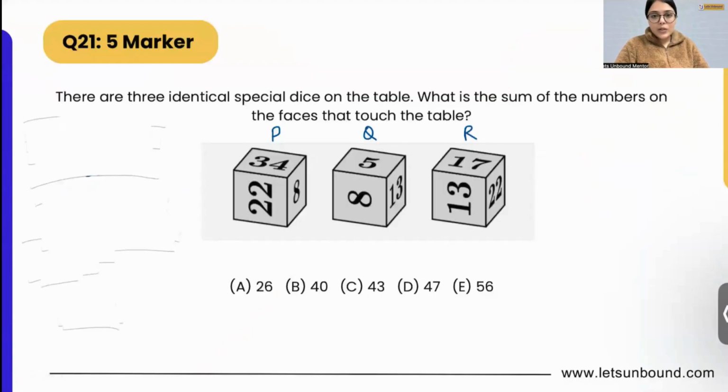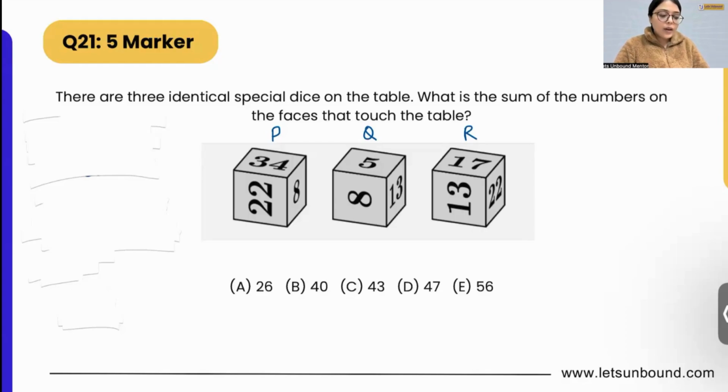This is the first question, which is question 21. There are 3 identical special dice on the table. What is the sum of the numbers on the faces that touch the table? As you can see, I have named all the 3 dice as P, Q, R. And now we need to think about what could be the number at the bottom of the dice.